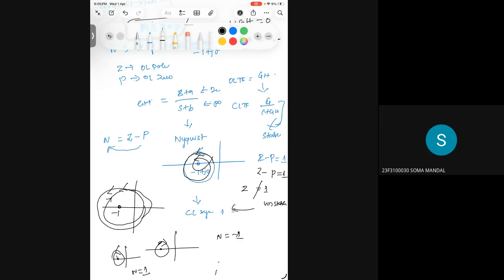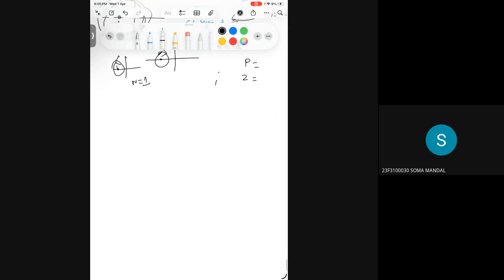So now you find how many poles are in the left half of this plane and how many open loop zeros are in the left half of this plane. If you subtract these two, then it should be equal to your encirclement in the counterclockwise direction of your Nyquist. That's what your stability criterion says. I hope this is clear now.